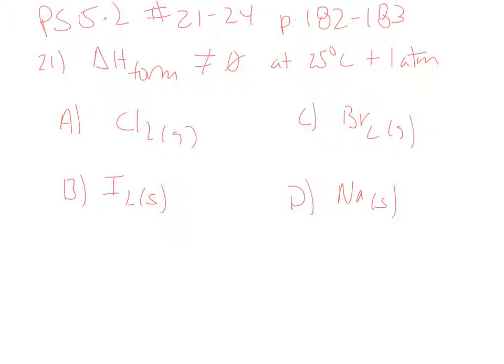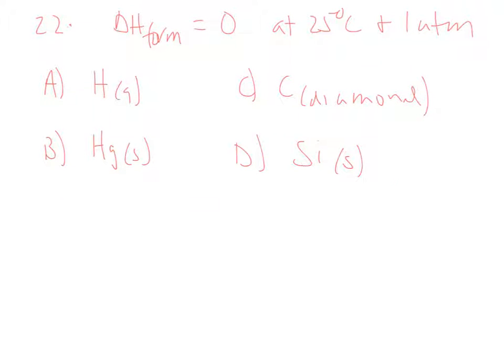Cl2 would be a gas under standard conditions. Iodine would be a solid and diatomic under standard conditions. Sodium would be monoatomic and a solid, but bromine, Br2, would be a liquid. So in order for this to have a standard heat of formation, it would have to be in its standard state of liquid.